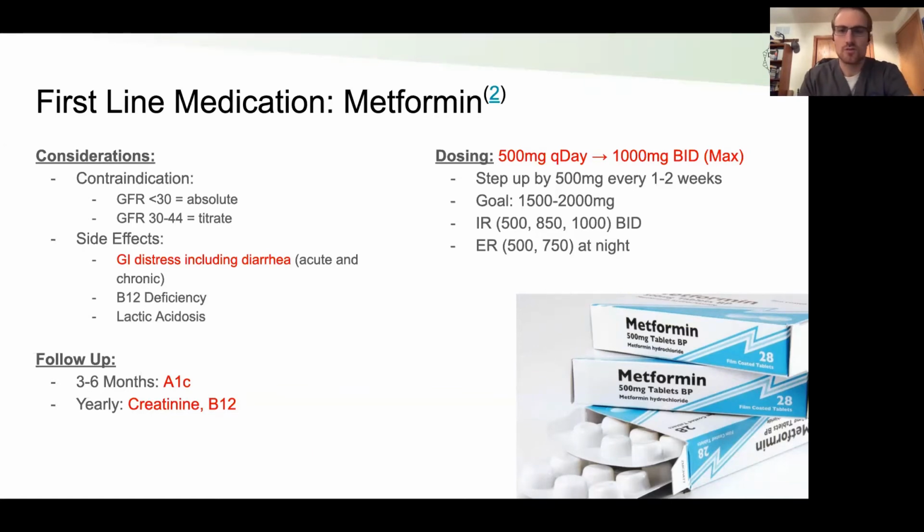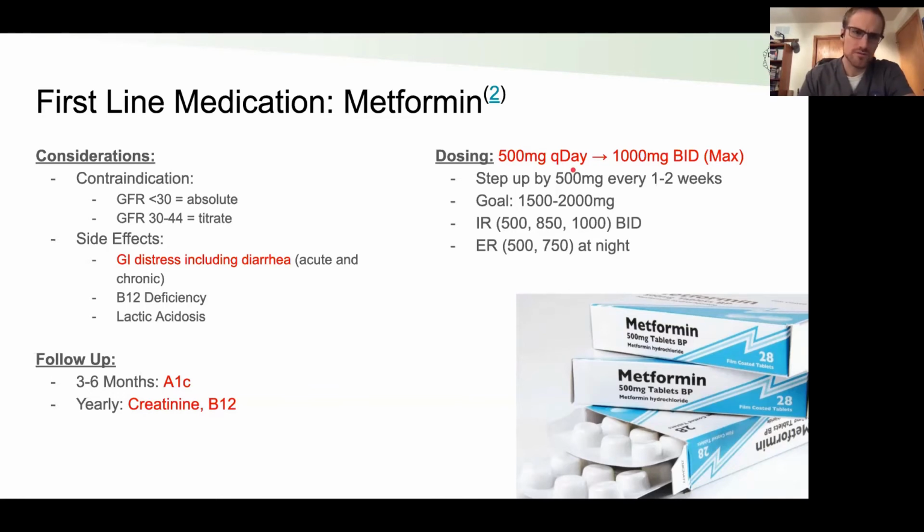The dosing is over here on the right. You start them out at 500 milligrams once a day. And the goal is to get them up somewhere between 1,500 and 2,000 milligrams, broken up into 2 doses daily. That can be either an immediate release form, which you take twice daily, or it can be an extended release form, which you just take once daily.